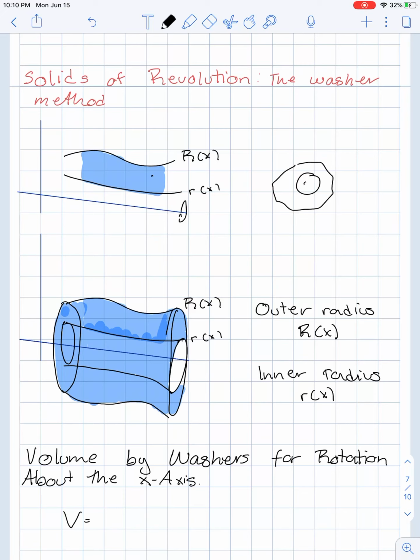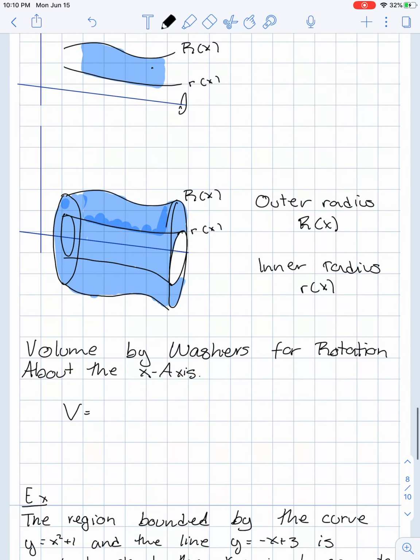That's a washer because it's hollow on the inside. Okay? Terrible drawing. So the equation for this one is obviously the area of the cross section. We're used to this generic expression. And now we're still going to go from a to b. I'm still revolving it around the x-axis, so pi is going to be involved, but it's going to be big R of x squared minus little r of x squared dx.